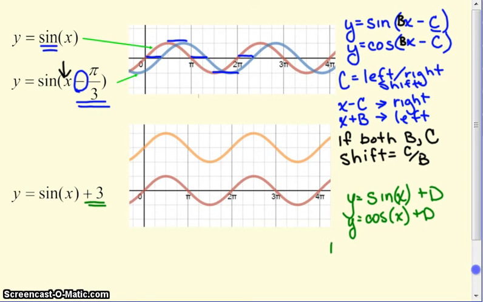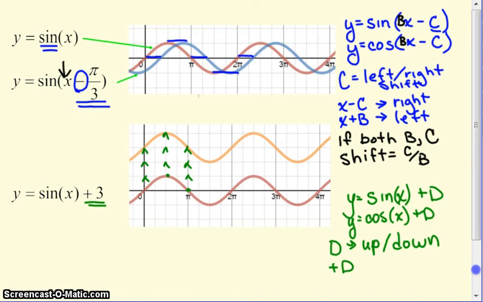And that D, what did it do to my picture? The red is still my parent function. This plus 3 took my graph, took every point, here's my high point, took that high point, moved it up 3 spaces. Took this x-intercept, moved it up 3 spaces. So D takes my graph and moves it up or down.